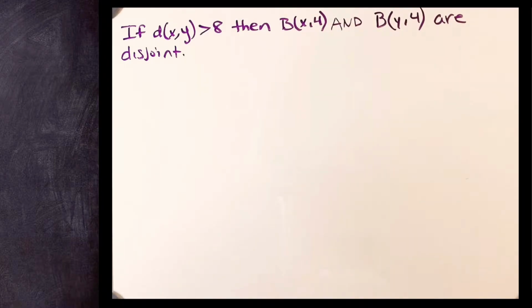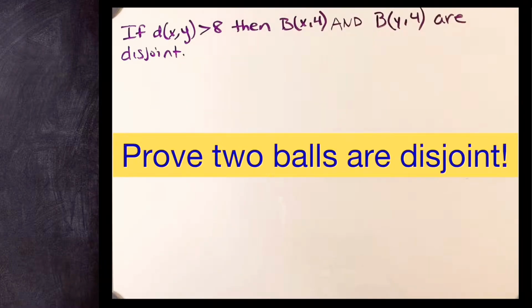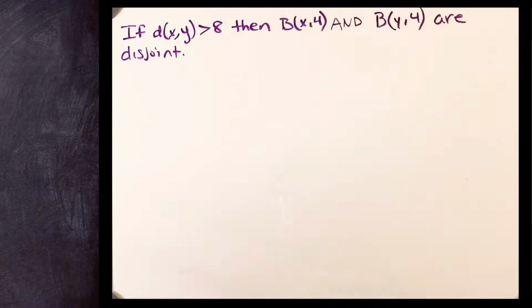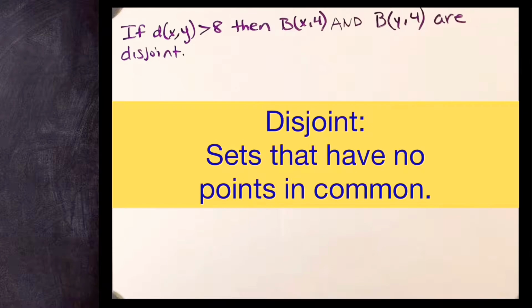So today I will be showing and explaining to you how to prove that two balls are disjoint. Before starting, it's important that you know the definition of the word disjoint. So disjoint just means that two or more sets have no elements or no points in common.